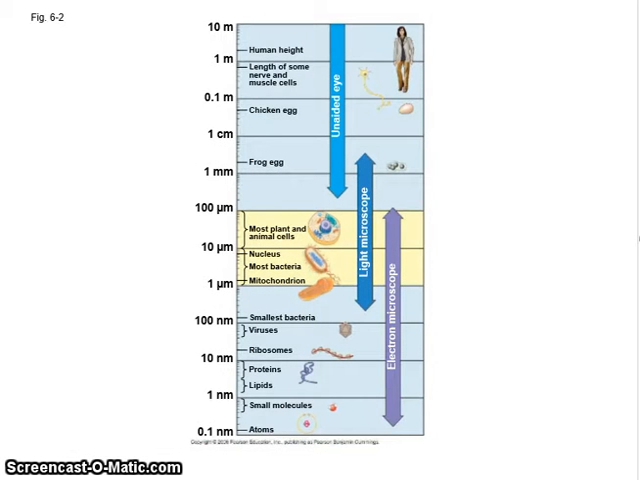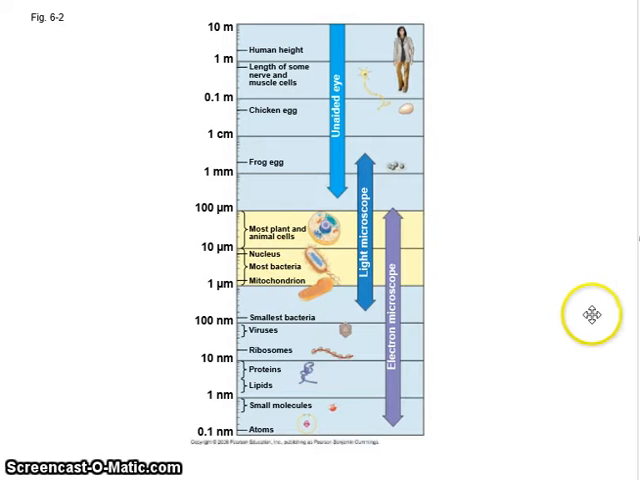Now, if we look at this chart, you can see what the human eye can see without any assistance. This section right here, we're talking about 10 meters to somewhere between 1 millimeter and 100 micrometers. This is the region that we see using a light microscope, so we'll be able to look at animal cells, plant cells, and you'll be able to hopefully see the nucleus of a cell. With the microscopes we're going to be using, we're not going to be able to see bacteria or mitochondria.